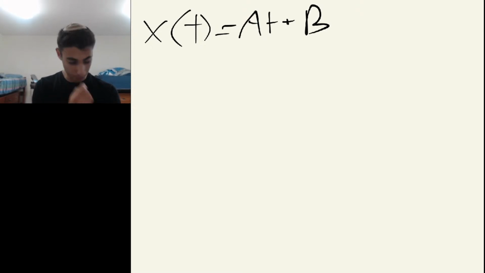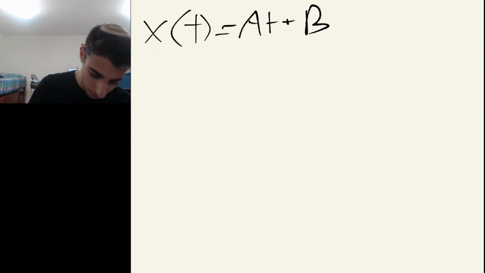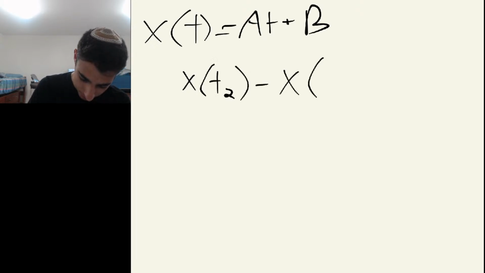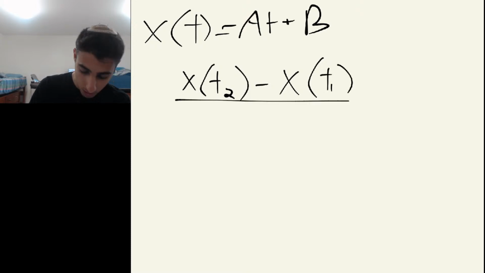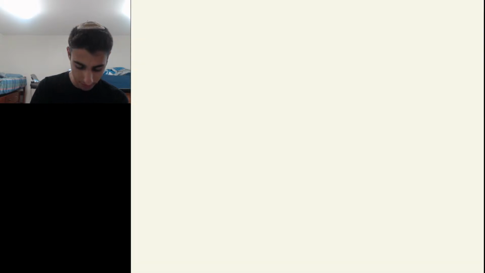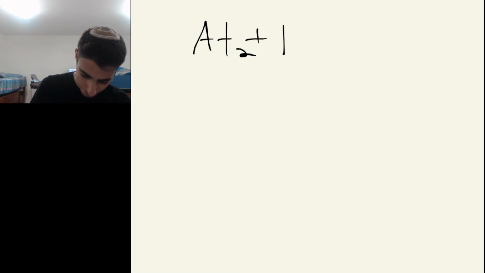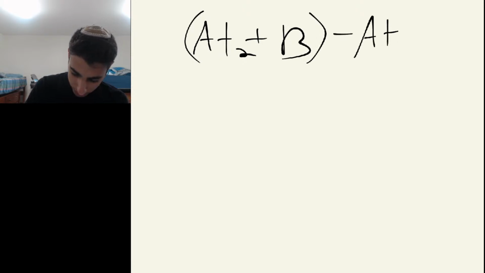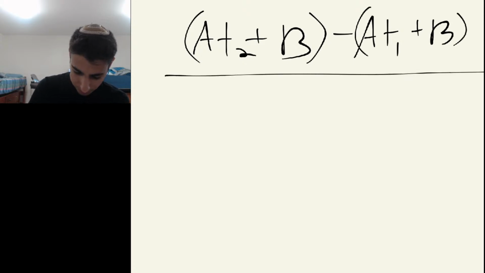So what would be the average velocity? Well, the way you would calculate average velocity is x of t sub 2 minus x of t sub 1, over t sub 2 minus t sub 1. What do we get from this? Well, let's solve it. We get a times t sub 2 plus b minus a times t sub 1 plus b, all of that over t sub 2 minus t sub 1.